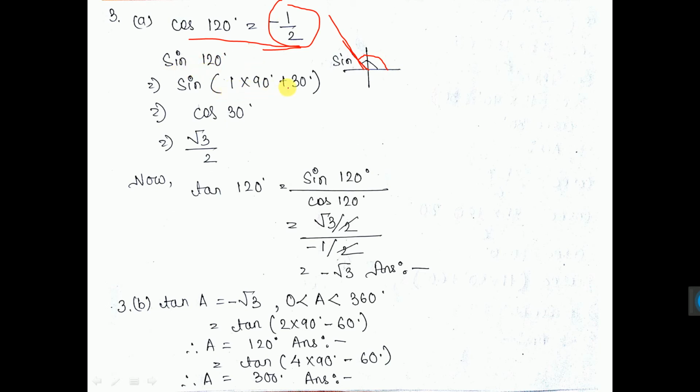So that can be written as 1 into 90 plus 30 degree. So sine of an odd multiple will be cos theta. And since this is the second quadrant, it will be... sorry, this is sine. So in the second quadrant sine is positive, so here it will be positive, plus sine. Now cos 30 value is root 3 by 2. So this is the answer. Similarly, tan 120 you can write as sine 120 by cos 120. This way also you can do, or directly you can do tan of 1 into 90 plus 30.